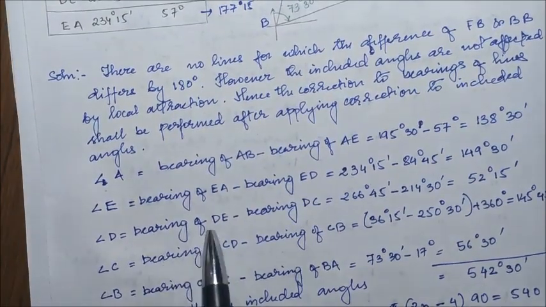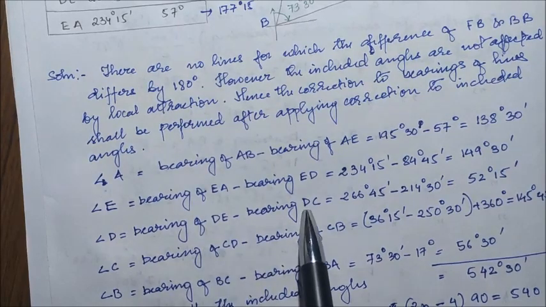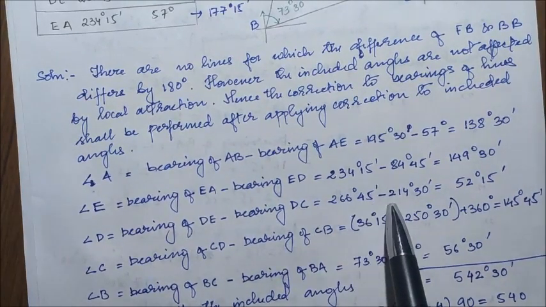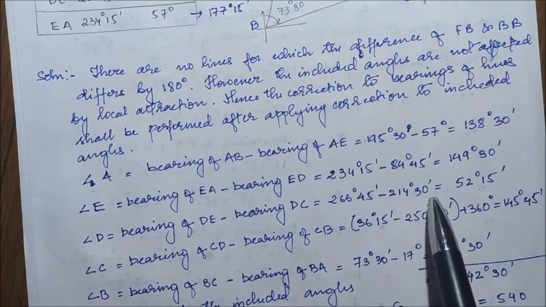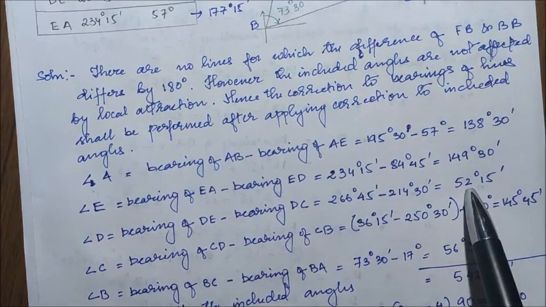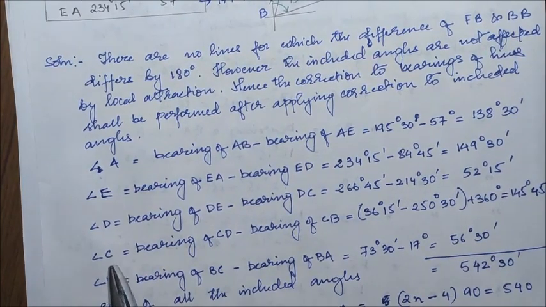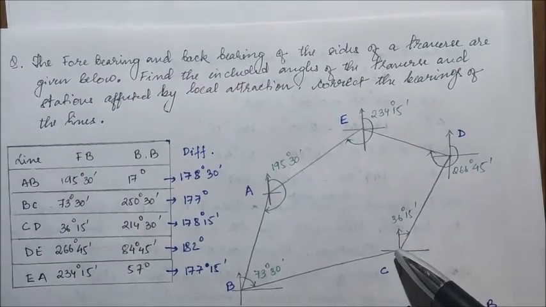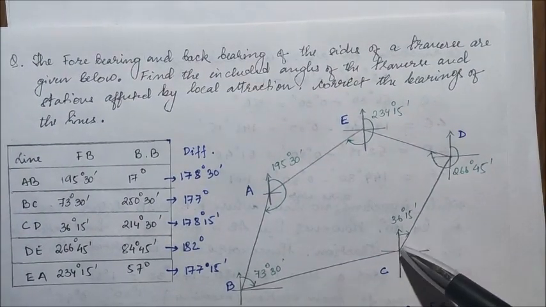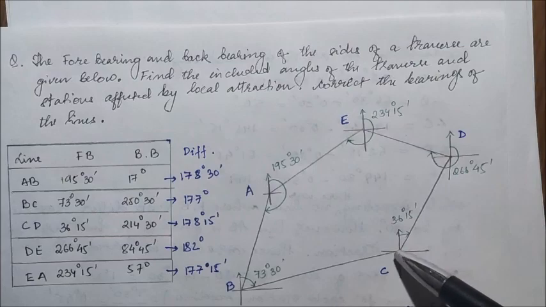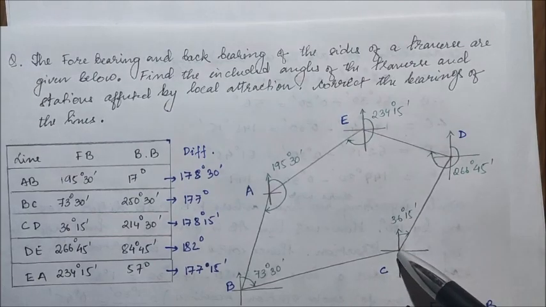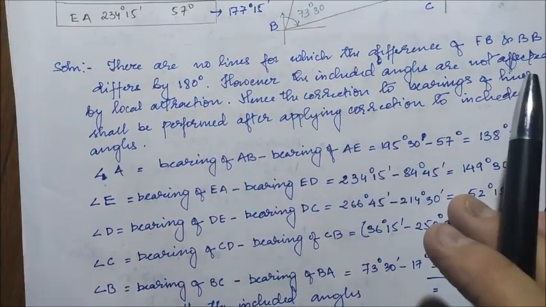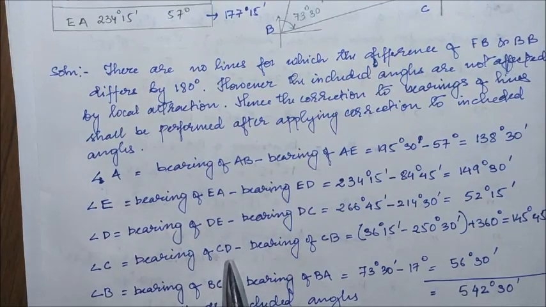That is bearing of DE minus bearing of DC. 264 degree 45 minutes minus 214 degree 30 minutes is equal to 52 degree 15 minutes. Now angle C. Angle C will be given by bearing of CD minus bearing of CB.